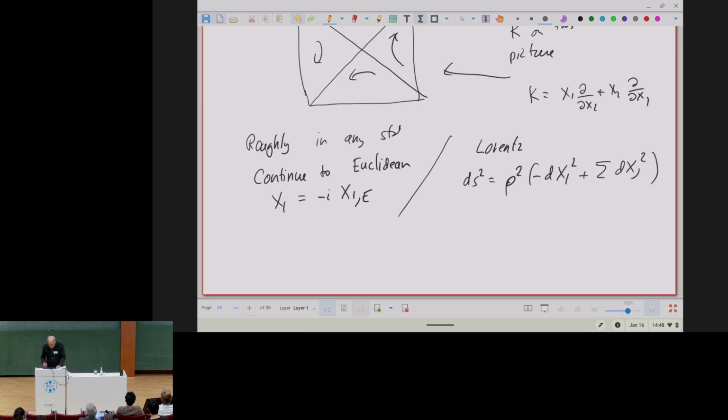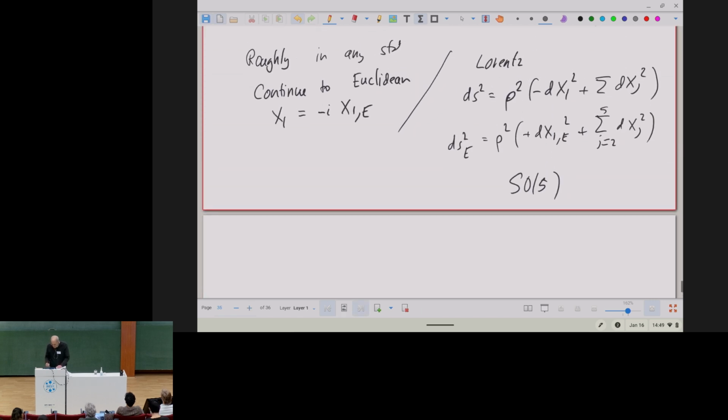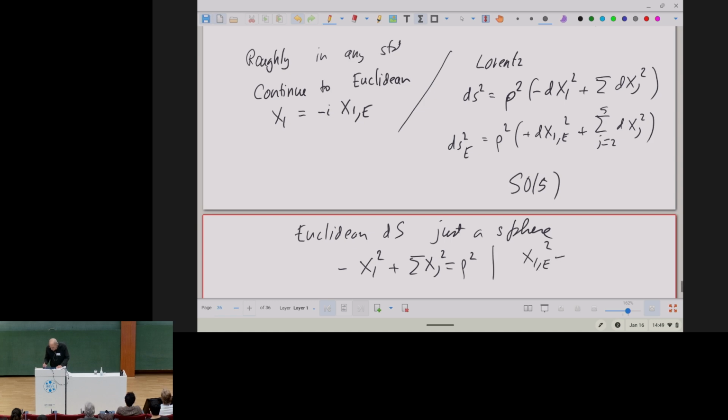And if I replace x1 by minus i x1e, we get the Euclidean metric, which is rho squared times the angular part plus dx1e squared. And now, again, the symmetry is obvious, but the symmetry is SO(5). The space is very familiar. The Euclidean version of de Sitter space is just a sphere. We had before the constraint minus x1 squared plus the sum of xj squared equals rho squared. In Euclidean signature, all that happens is we flip a sign. So now the manifold is a sphere.